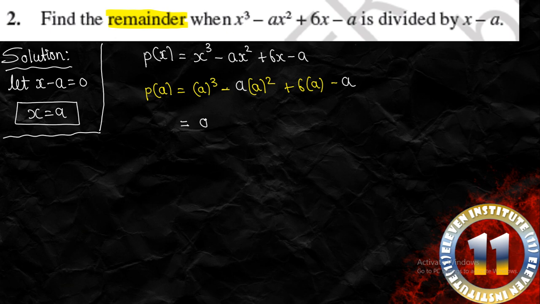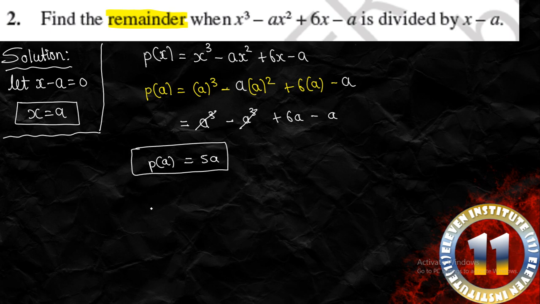Now let us solve this. A cube is a cube. This minus will remain as it is. A square into a is again a cube plus 6a minus a. So this a cube and minus a cube will cancel. What we have is 6a minus a, so that will give us 5a. Clear? So we can write that the remainder is 5a.